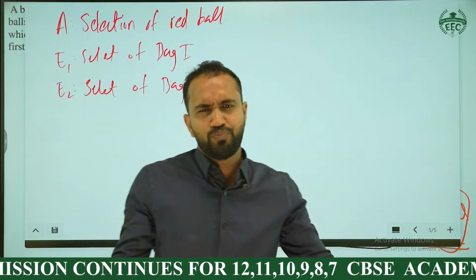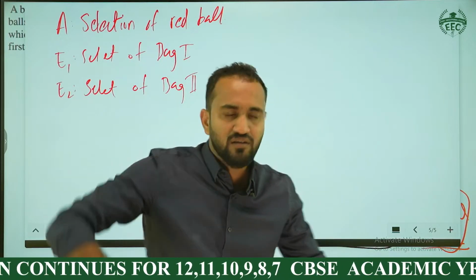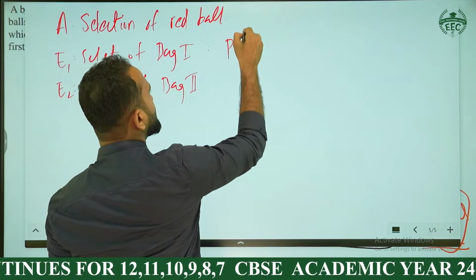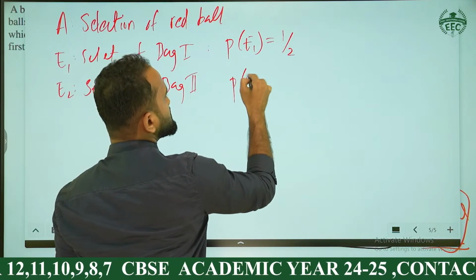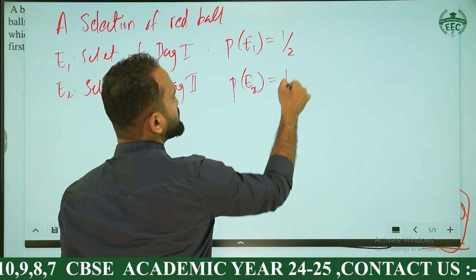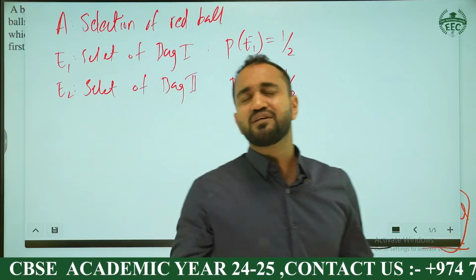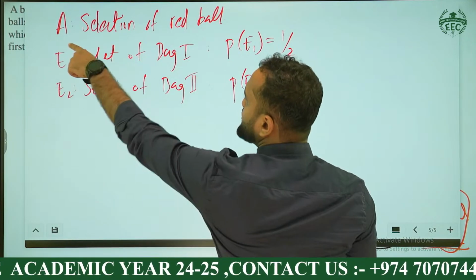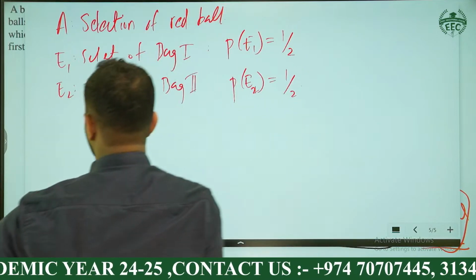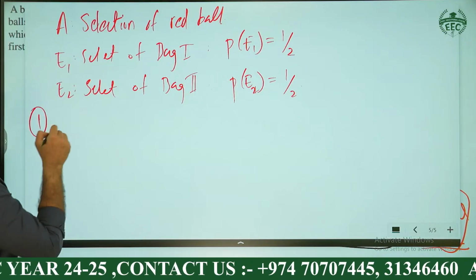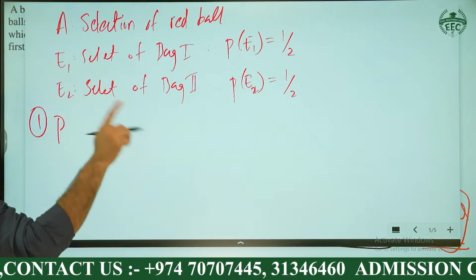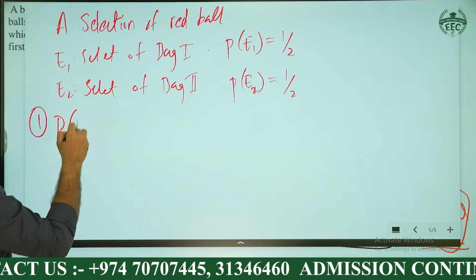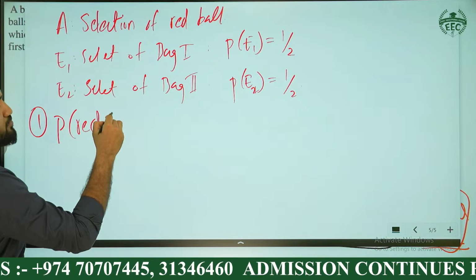Out of the two bags, what is the selection of the first bag? The probability P of E1 will be equal to 1 by 2. Now what is P of E2? This is also equal to 1 by 2. So my question is, tell me what is the probability of selection of a red ball. Find the probability. Question number 1, where you are applying direct probability, the total theorem on probability. What is the probability of selection of a red ball?